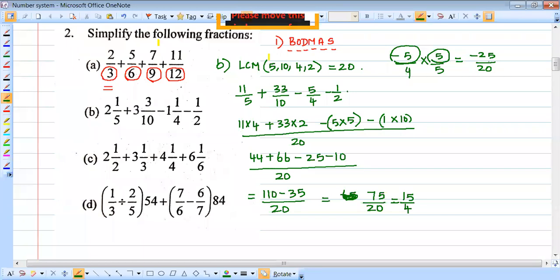Who? Yaswant, Rishi, I told first. Good. Very good. Ritika, your answer is correct. Answer for this question is 15 by 4.